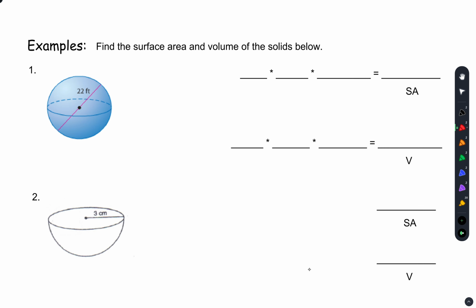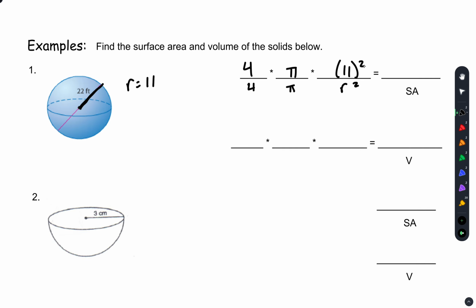Okay, flip it over. We're going to do one like this that is literally just a sphere. We're just going to practice using those formulas. My surface area formula is 4 pi radius squared. So I'm going to find the radius and plug it in. That's the only thing I need in this formula. The radius is half of my diameter, so it's 11. So this is 4 pi times 11 squared.